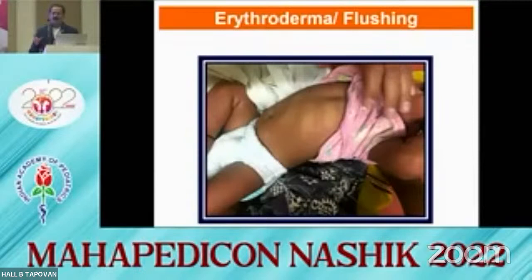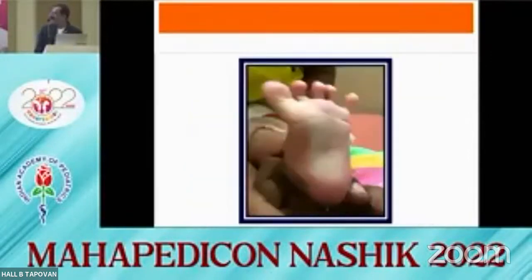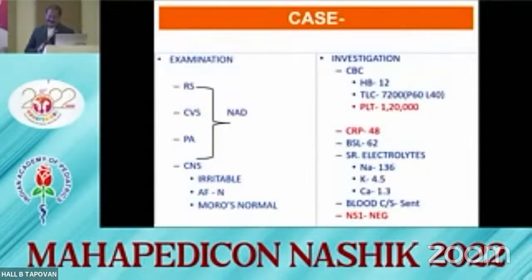Toxic shock syndrome, you get typical erythroderma. That is one of the earliest signs, because in the last COVID season, we had many cases of toxic shock syndrome, presenting with flushing, coming in shock, tachycardia, some conjunctival congestion, even strawberry tongue-like. This child had delayed CRT. On investigation, there was thrombocytopenia, CRP was raised, and NS1 was negative.